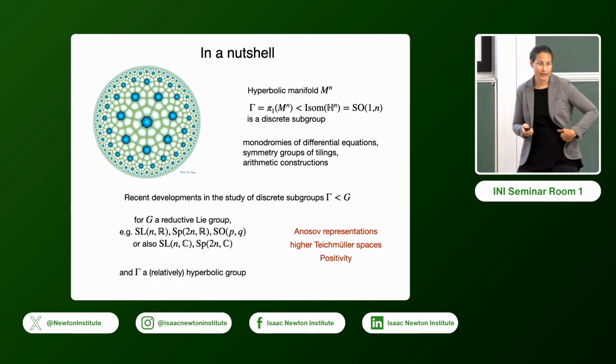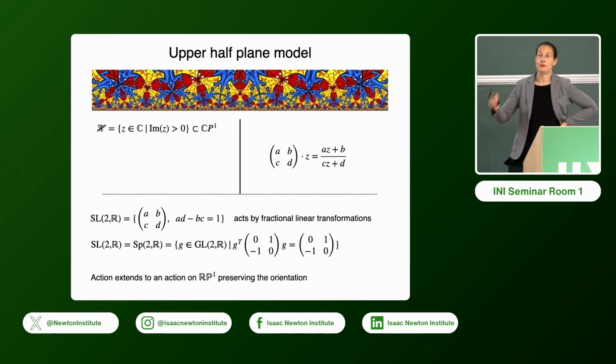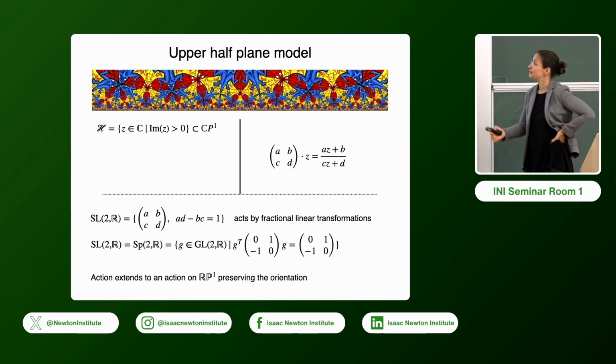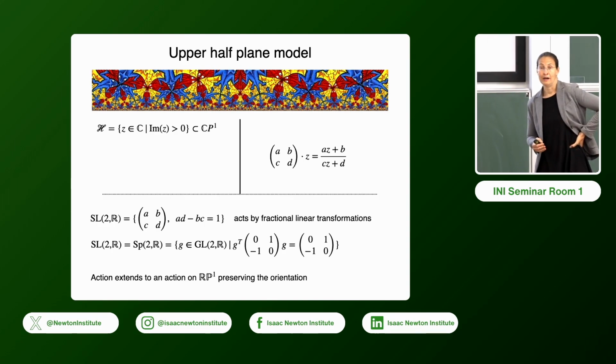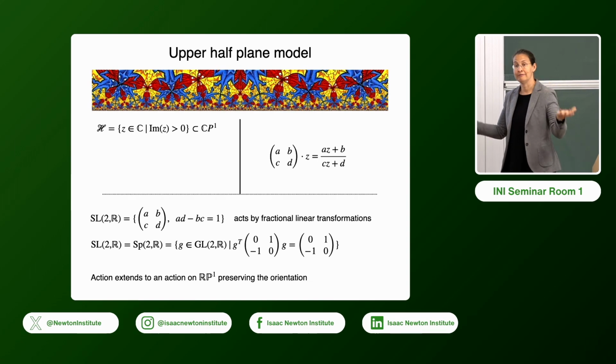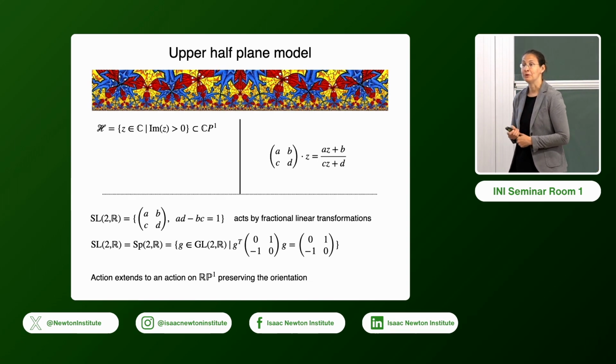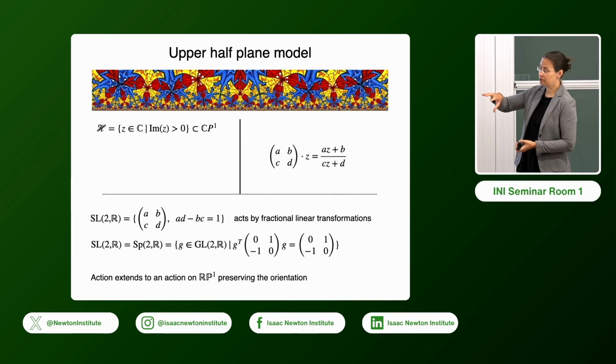So I will explain that, but I want to start by just going back to hyperbolic geometry in dimension 2. We have a hyperbolic space where we have different models, and I just want to recall the upper half space model. So we act on the space of complex numbers with positive imaginary part, and SL(2,R) acts by fractional linear transformations. We can extend this action to the boundary. So the boundary is the real line plus infinity, but I want to think of this as RP^1. And this action, if we extend it to the boundary, actually preserves the orientation of this circle.